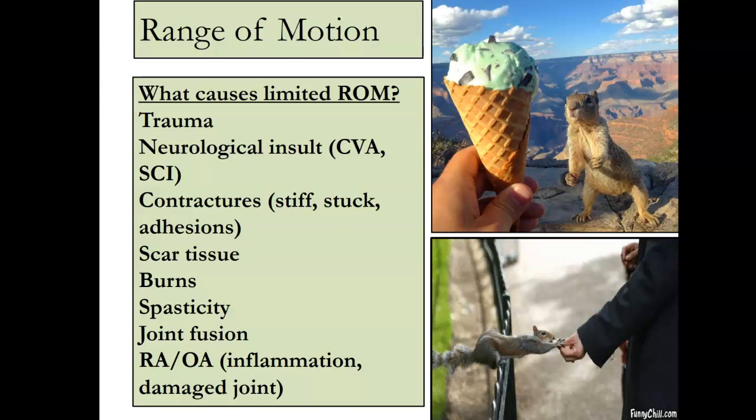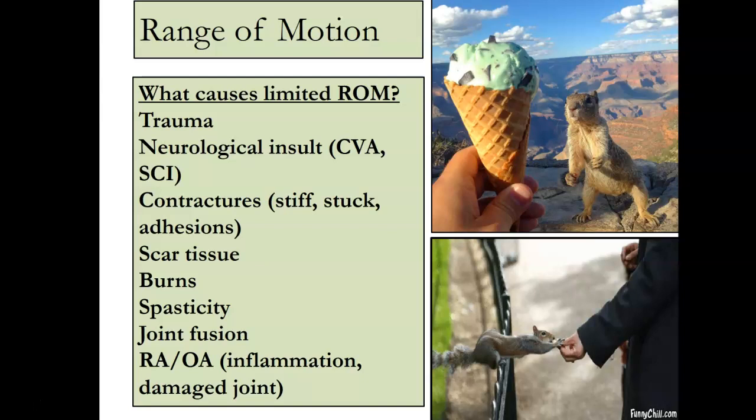Spasticity goes with neurological insult. We talked a little about this. The input from the brain down to the joint and the muscles is off, so we have excessive muscle tone. Can't move a joint, or it makes it too tight, I guess you could say.